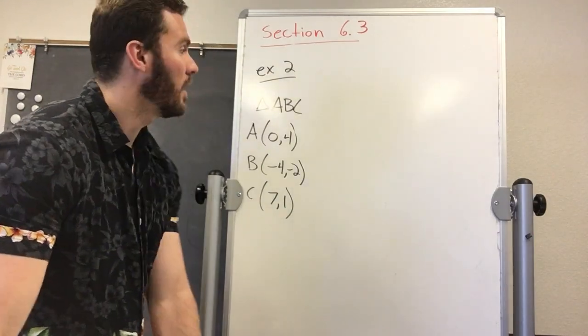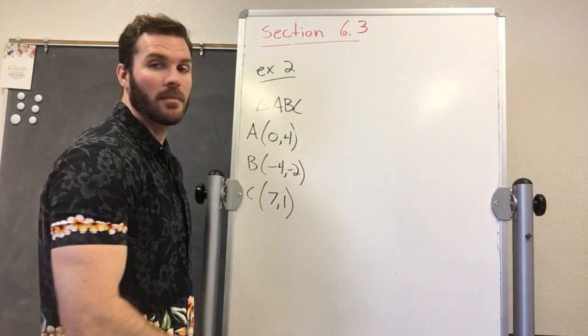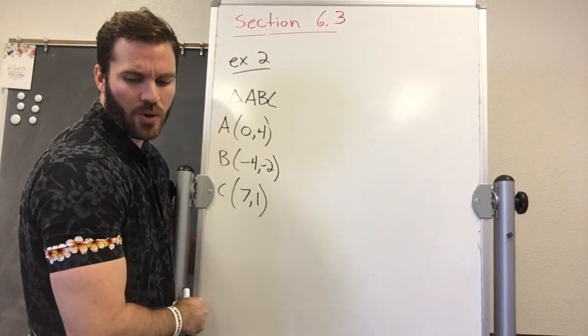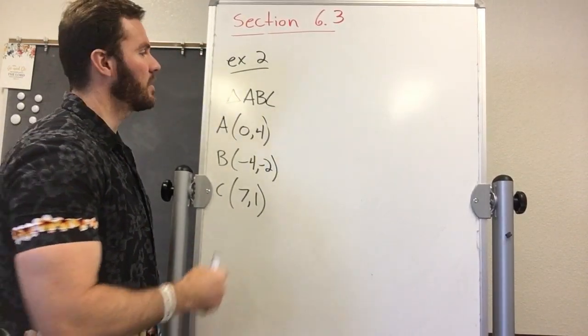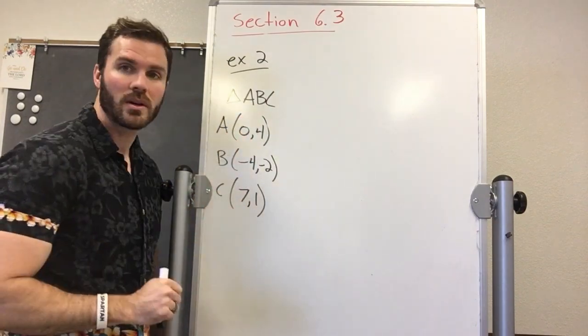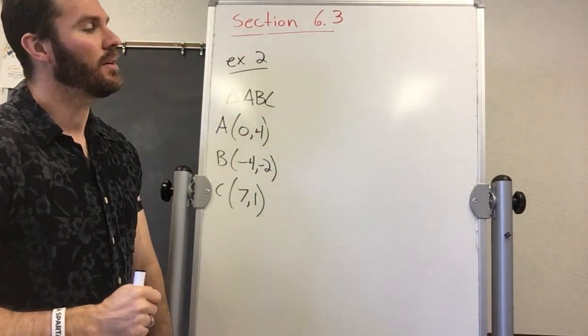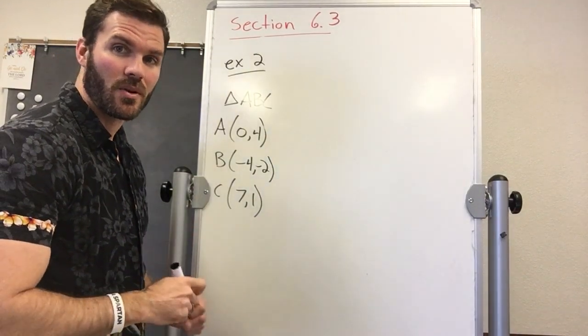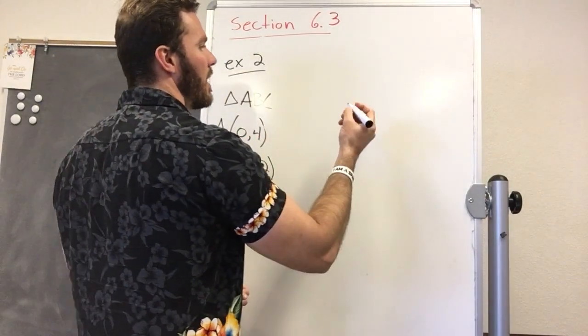Example 2, not in your book, but it's similar to your example 2 in your book. Find the coordinates of the centroid of triangle ABC. Here are your coordinates. So we're going to have to graph it. We're going to have to draw our medians, and we're going to find where the centroid is, and that's where the coordinates will be. So let's go ahead and graph this.